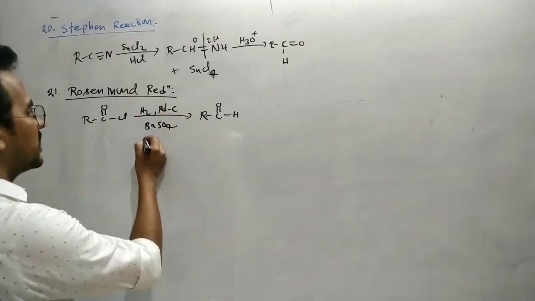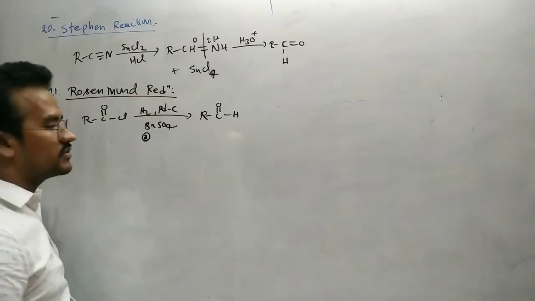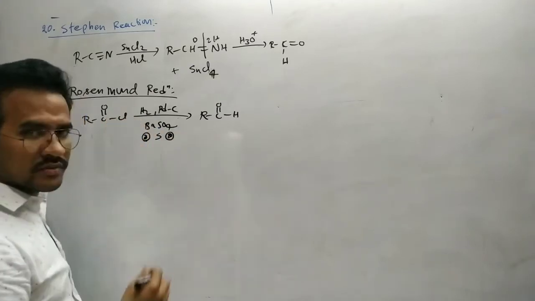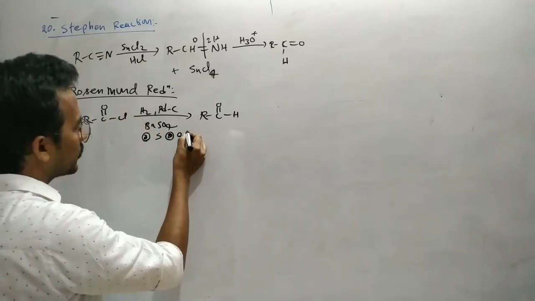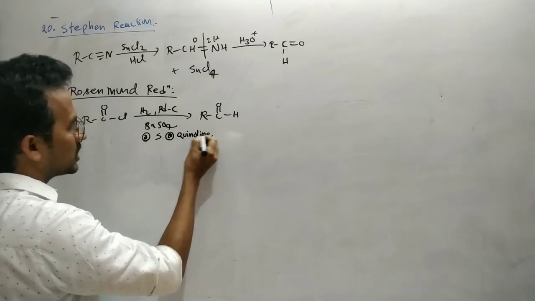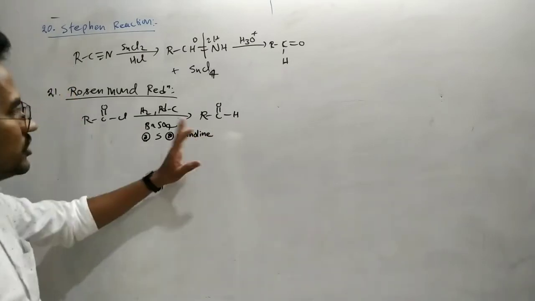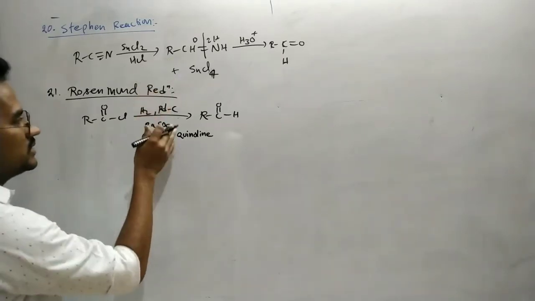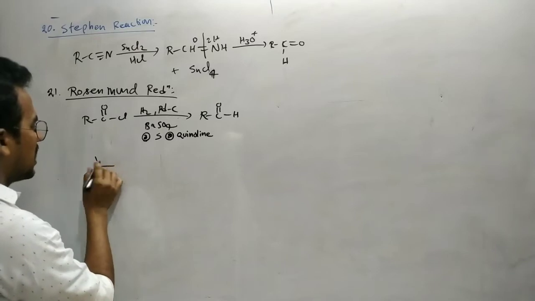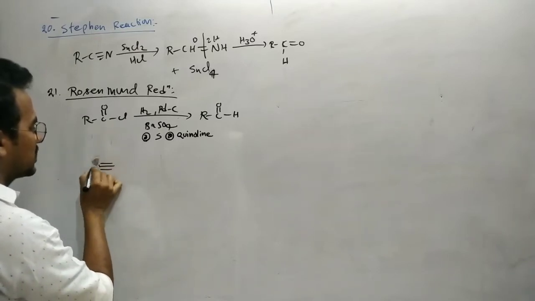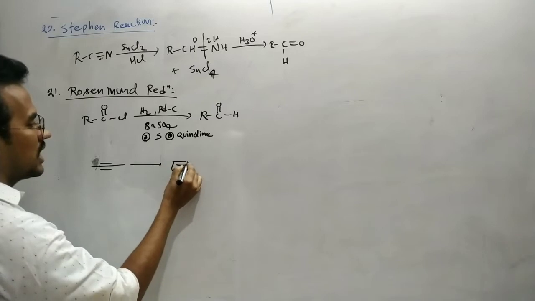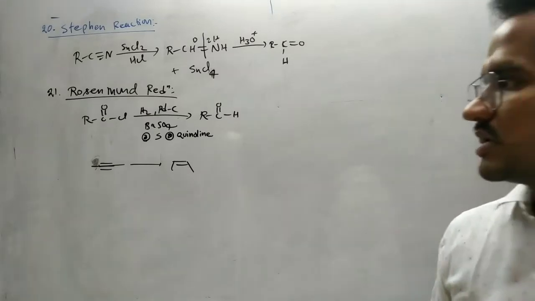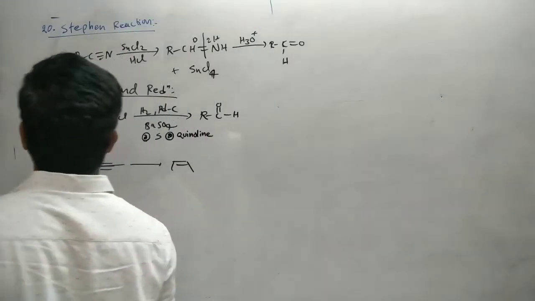Here we can use barium sulfate for deactivating the palladium, or we can use sulfur, or quinoline. So acid halides are converted into aldehydes. That is the Rosenmund reduction reaction. Actually, with Lindlar's catalyst, alkynes are converted into cis alkenes, for example 2-butyne is converted to cis-2-butene by reacting with Lindlar's catalyst.